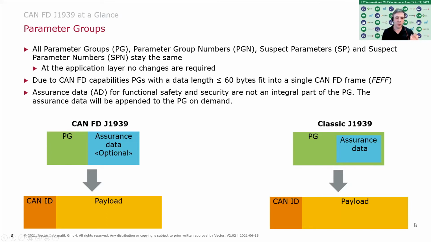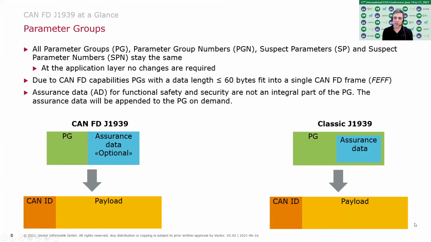All parameter groups and parameter group numbers, including the suspect parameters and suspect parameter numbers, stay the same. So on the application level, J1939 is the same. You don't need to change anything. The parameter groups you have used the last 10 years still stay the same, and you can still use them. There's no need to change anything.